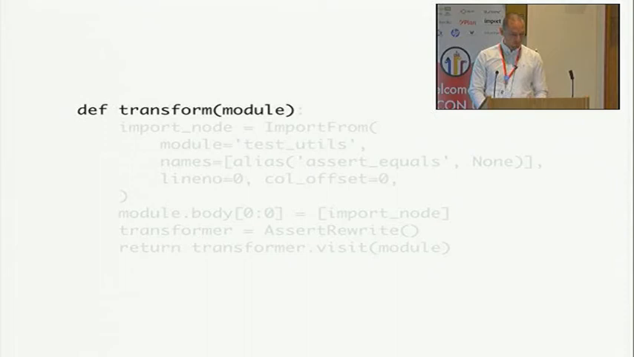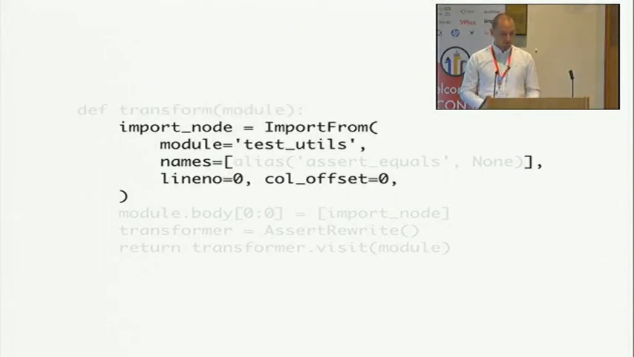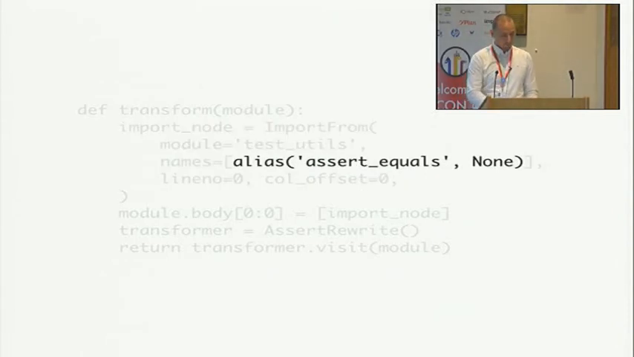The function will be called transform, and it will take a module argument here. The module argument is the root of the syntax tree for the module that we're modifying. So it's a node. First thing we do, we create this import statement that we want. It will be in the form of from test_utils import something. We say that it's on line 0, column 0, because we don't actually want to show it to the user anyway.